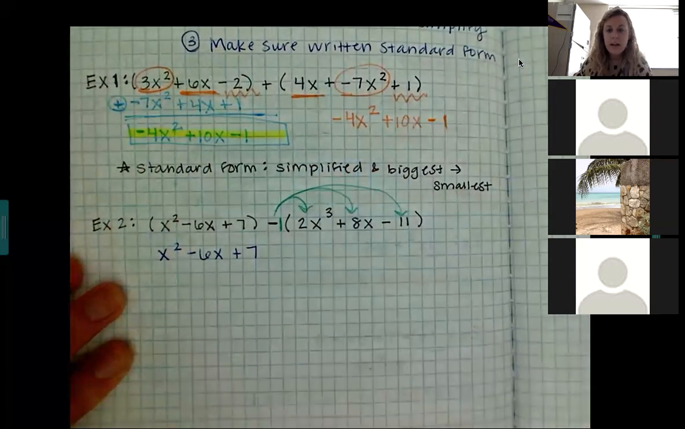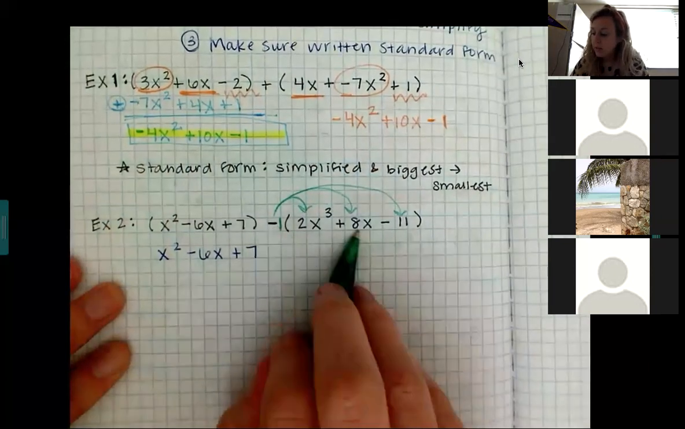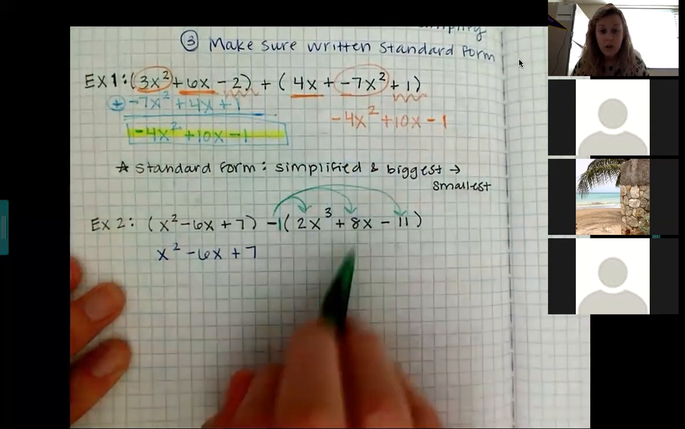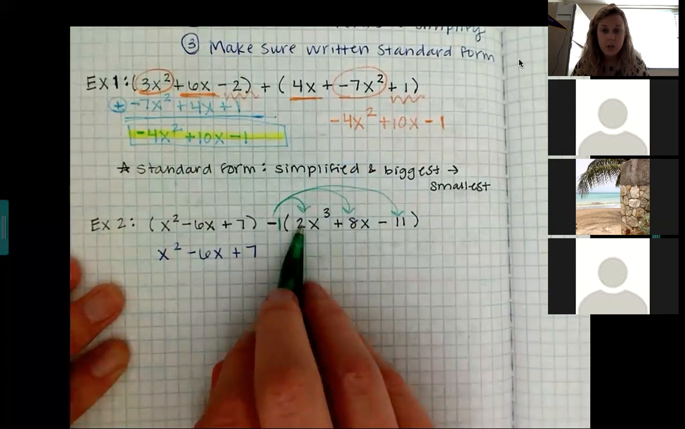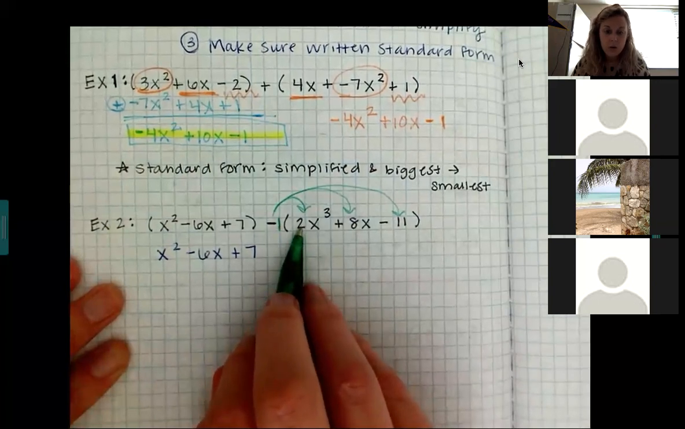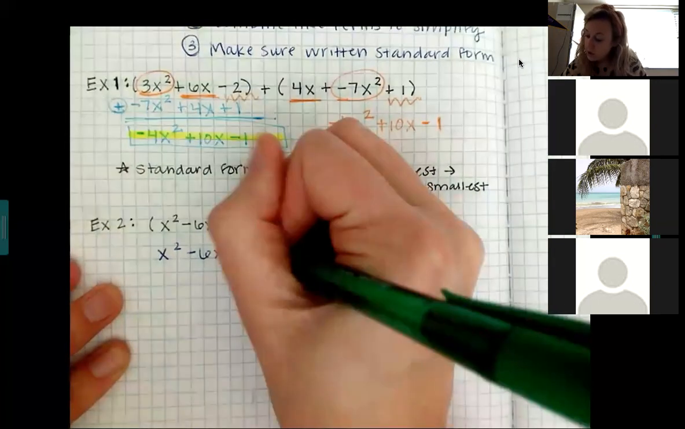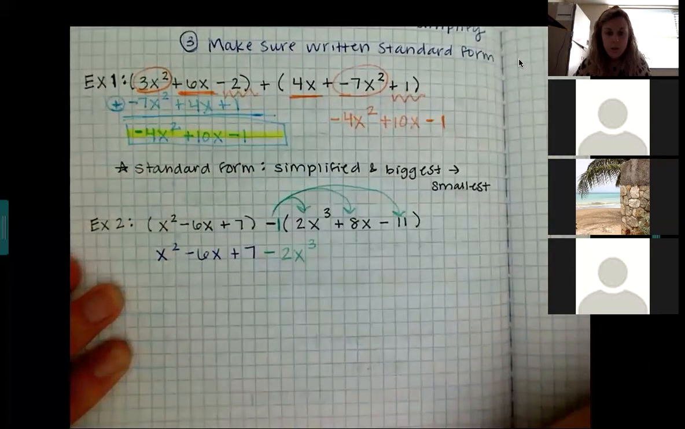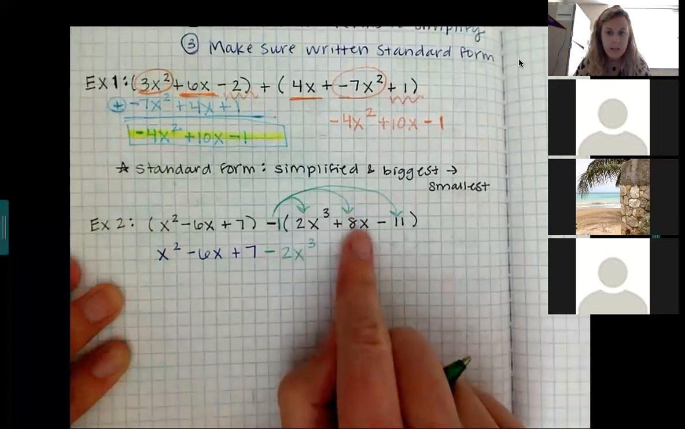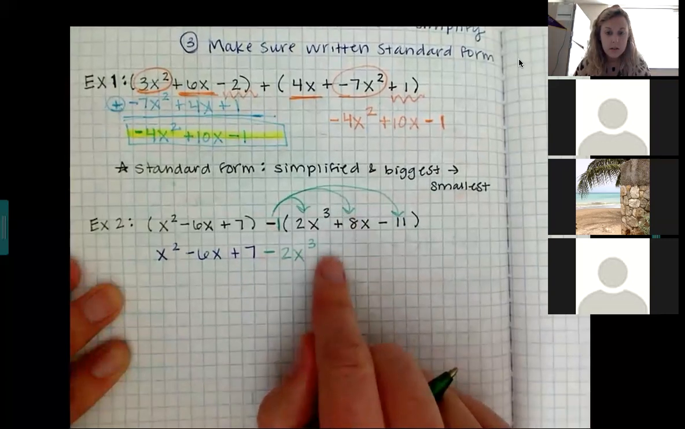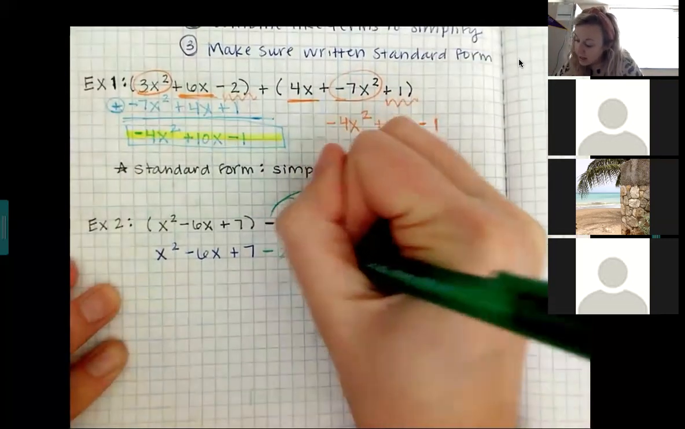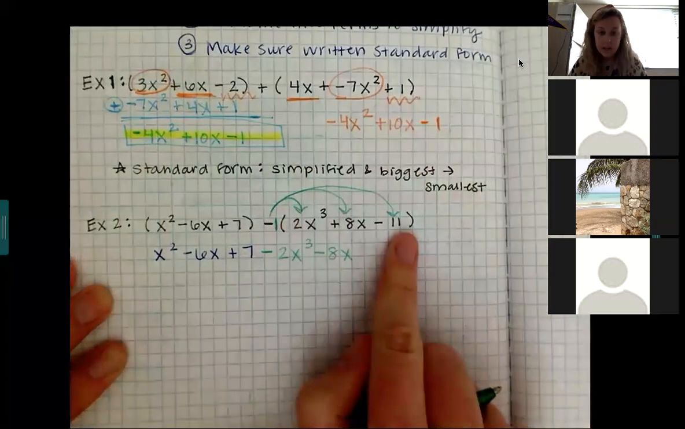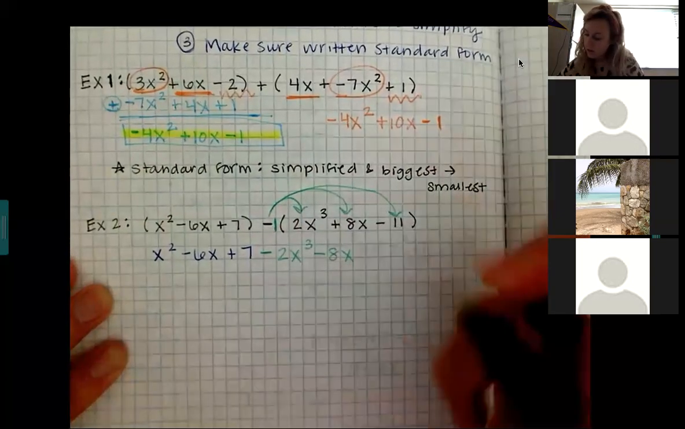Now let's look at the second one. If I distribute a -1 so that I'm subtracting all of these, what's -1 times 2? -2. -2x cubed, right? And so what would come next? -1 times 8x would be minus 8x, good. And then -1 times -11? Plus 11. Good.